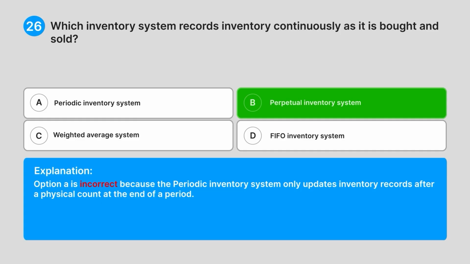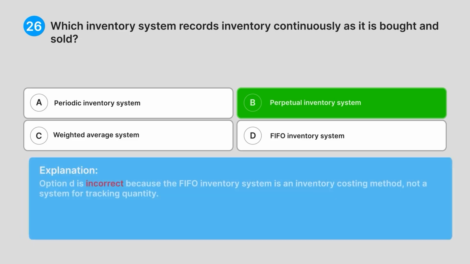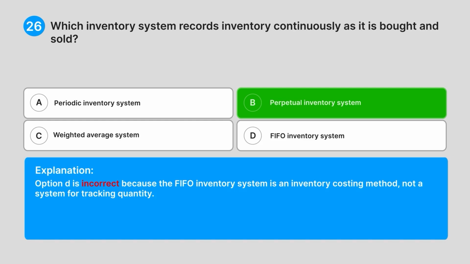Option A is incorrect because the periodic inventory system only updates inventory records after a physical count at the end of a period. Option C is incorrect because the weighted average system is an inventory costing method, not a system for tracking quantity. Option D is incorrect because the FIFO inventory system is an inventory costing method, not a system for tracking quantity.